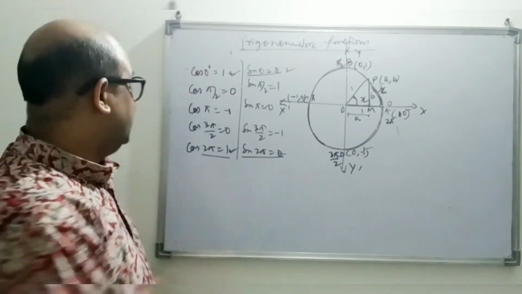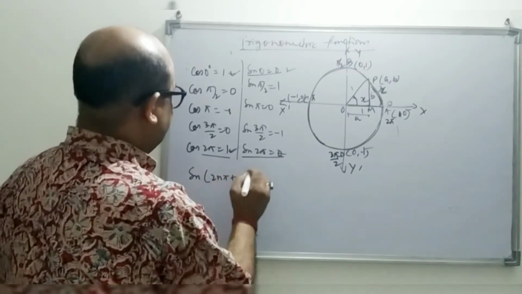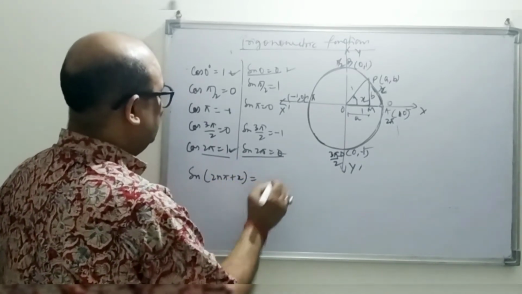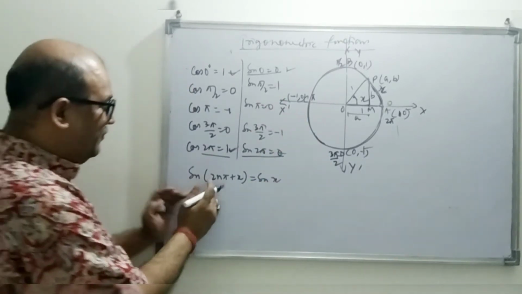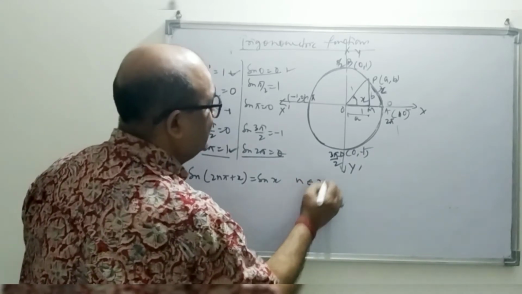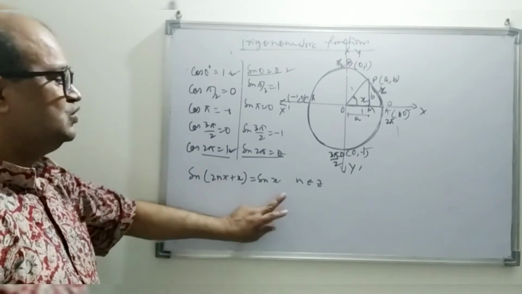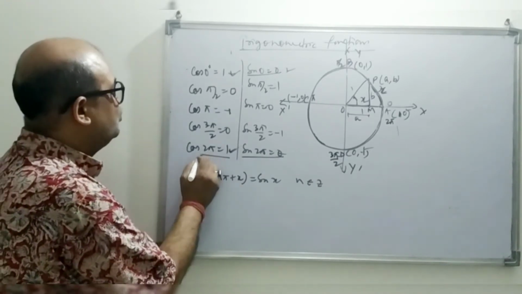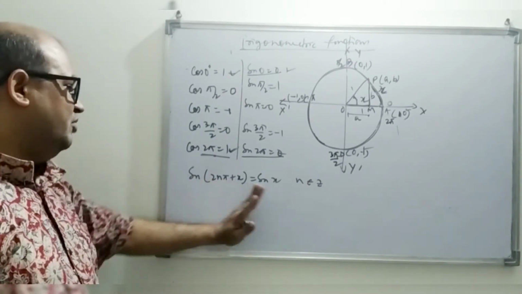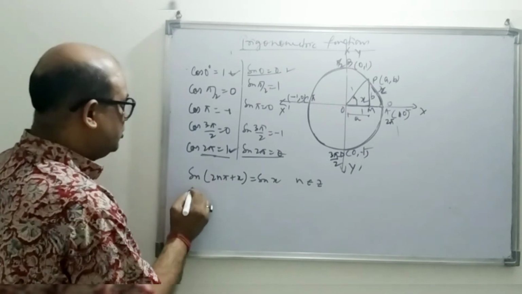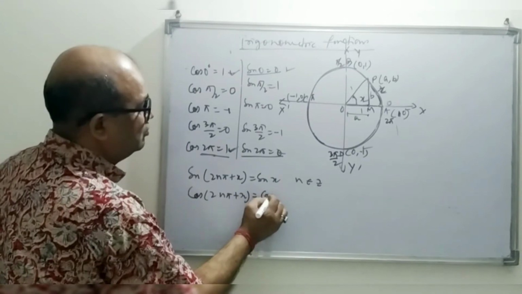So what can we write? Sin of 2n pi plus x equal to sin x, where n belongs to any integer. Because after every 2 pi value, the numerical value of sin x remains the same. Similarly, in case of cos also, cos of 2n pi plus x equal to cos x.